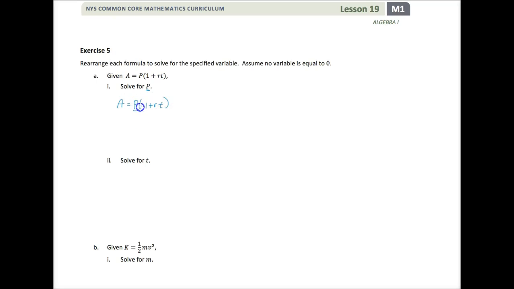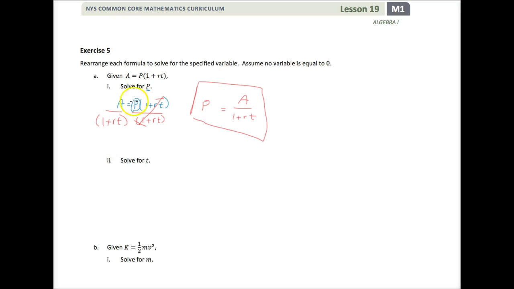Well, if we want p, it seems to me that basically what we need to do is get rid of the (1 plus rt). And the easiest way to do that is just go ahead and divide both sides by 1 plus rt. There's a 1. What I do to one side, I have to do to the other. And it looks like basically what we have is p equals A over 1 plus rt. That was not so bad.